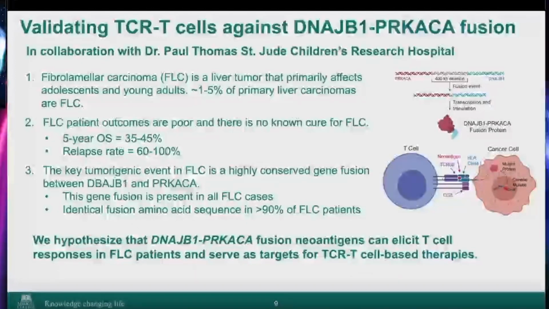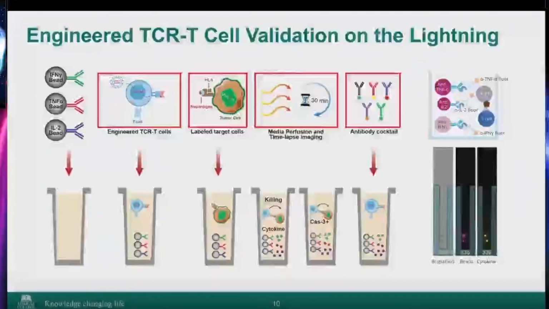The key tumorigenic event in FLC is a highly conserved gene fusion. And so this gene fusion, as I mentioned earlier, seems to be an ideal target for patients with FLC, primarily because the fusion is conserved, meaning that the amino acid sequence in about 90% of FLC patients is the same. And so we think that this would be a really ideal target for an off-the-shelf TCR T-cell based therapy sometime in the future. Our hypothesis is that this fusion gene is able to elicit T-cell responses in patients with fibrolamellar carcinoma, and that this could serve as a target for TCR T-cell based therapies.